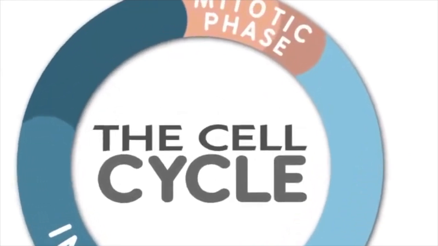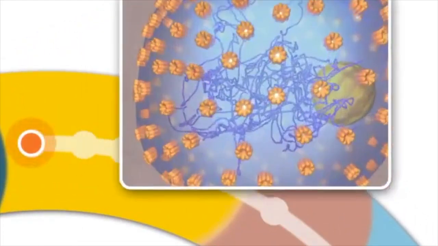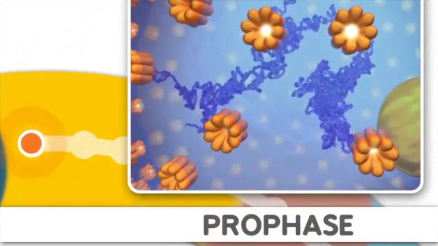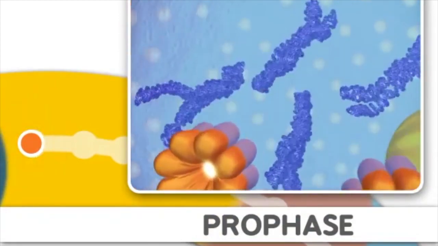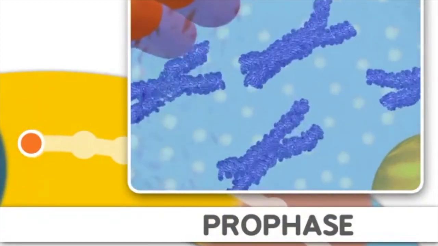Mitosis is split into distinct stages. The first stage is prophase. The DNA condenses, organizes, and the classic chromosome structure appears.